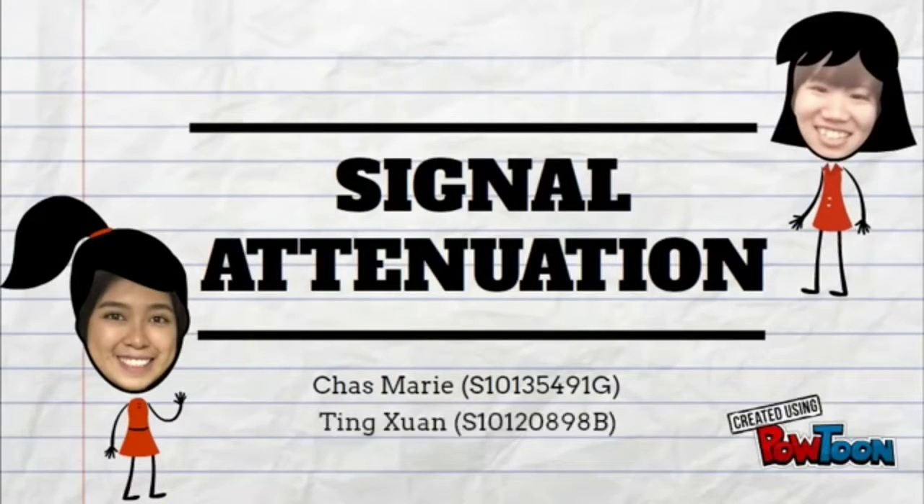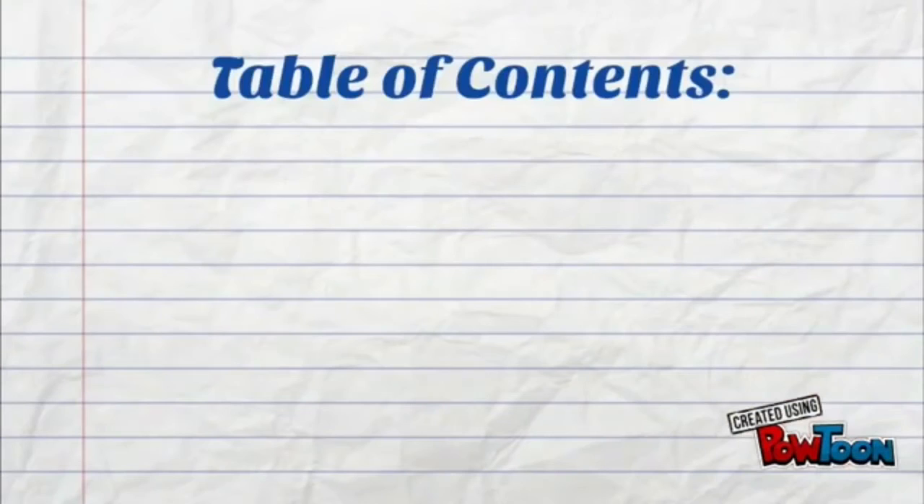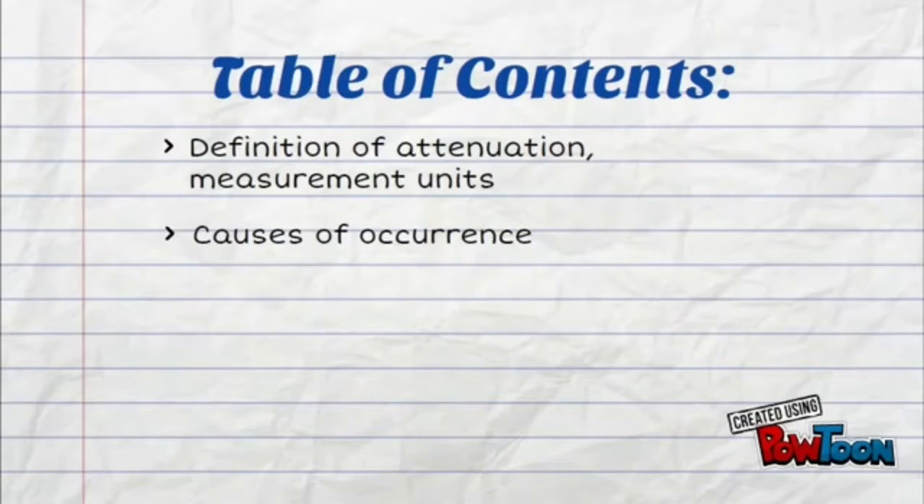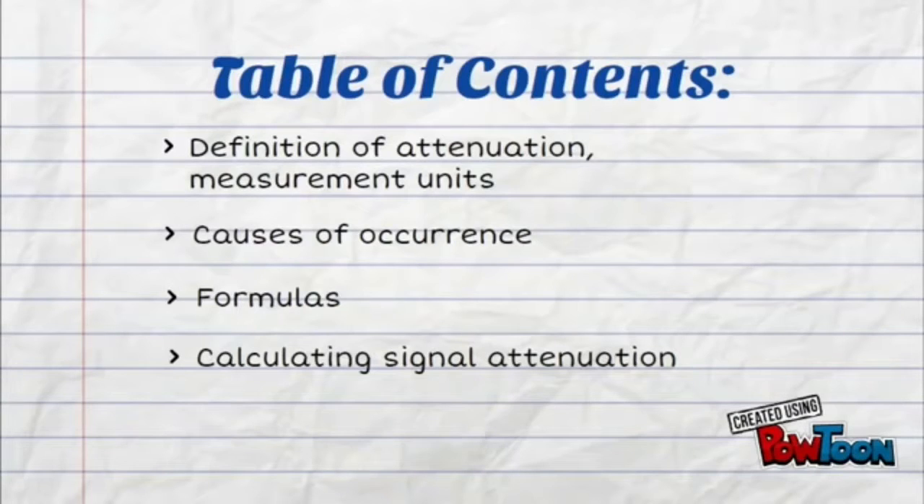We are from T3K2. Today we're going to be talking about signal attenuation and the types of causes. In this presentation, we will be covering what is attenuation and its measurement as well as the causes of its occurrence. In addition, we will also look at the formulas and apply what we have learned on how to calculate the loss of the transmitted signal.